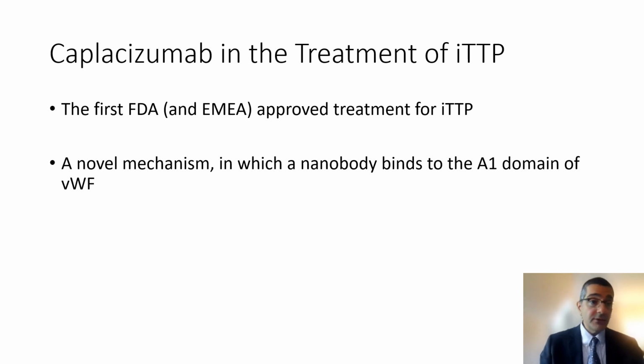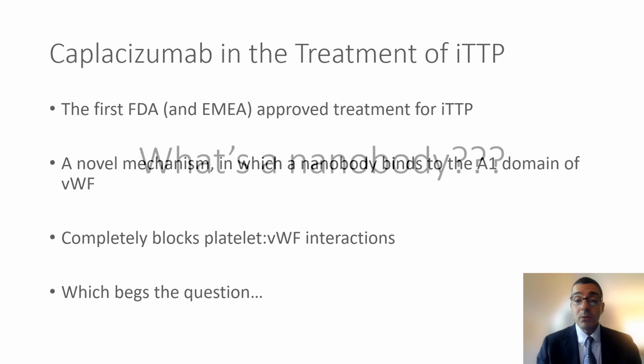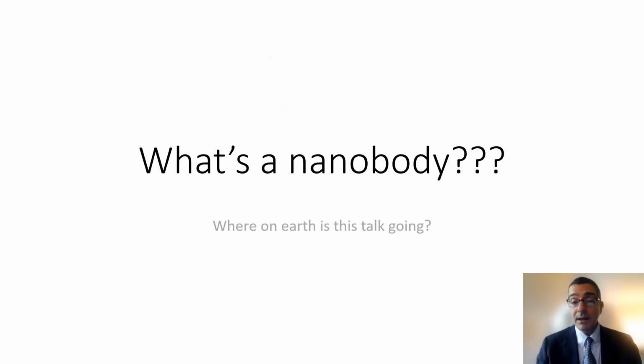It's not plasmapheresis, it's not immune suppression, but it's a nanobody that binds to that A1 domain of von Willebrand factor. So you remember that cartoon I showed of that little snippet of von Willebrand? The A1 domain, that is the part that binds to platelets. And this completely prevents that abnormal platelet binding to von Willebrand factor. And so for those of you who don't know, it begs the question, well, what the heck is a nanobody?